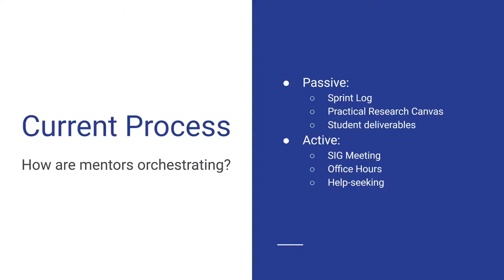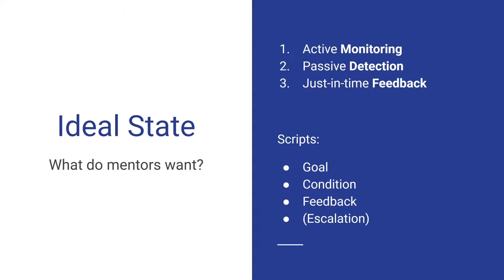In the ideal state, we want the passive methods to inform mentors of student work patterns in a more exhaustive way. We want to enable mentors to write scripts that are able to actively monitor a student's work patterns, passively detect ineffective practices, and provide students with just-in-time feedback that is able to help them self-direct and overcome blockers without mentor intervention. The script would take the form of a goal that a mentor wants to accomplish, a specific condition in a student's work patterns that is able to be detected, and specific feedback that would be given to the student to help overcome their blocker.